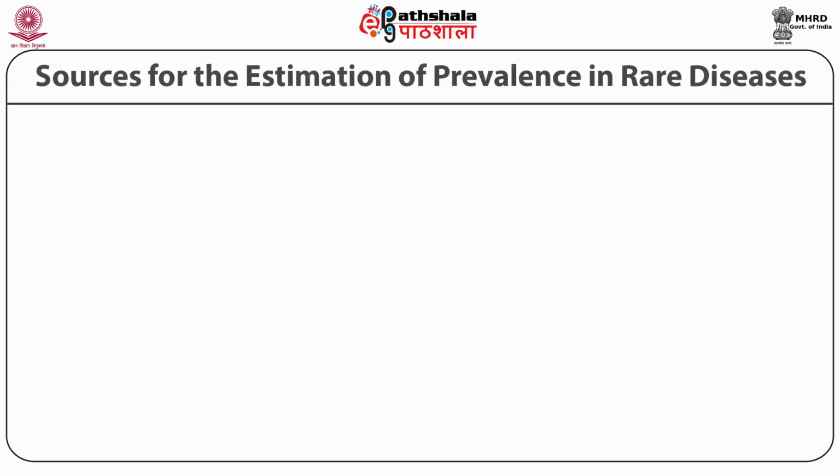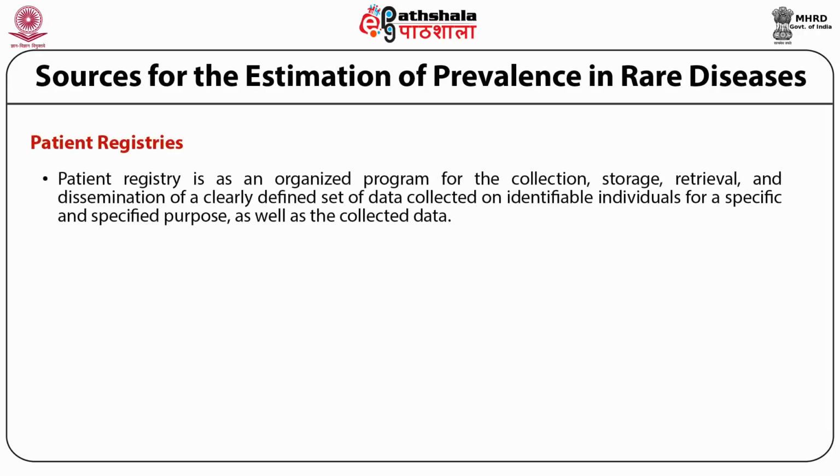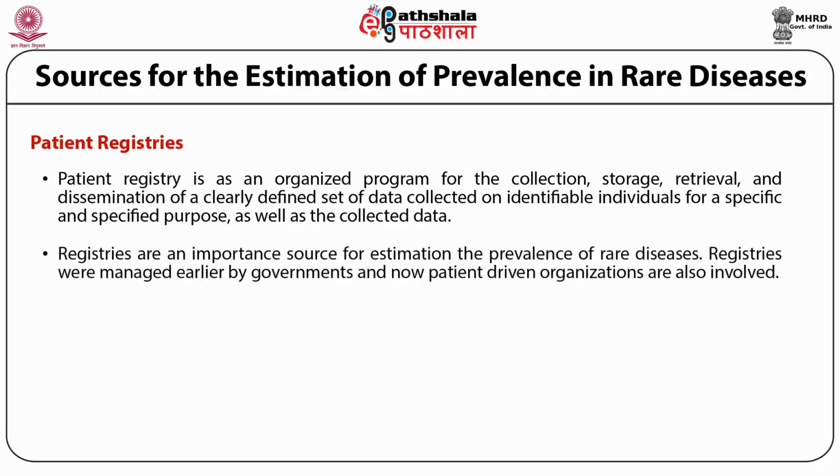Patient registries. A patient registry is an organized program for the collection, storage, retrieval, and dissemination of a clearly defined set of data collected on identifiable individuals for a specific and specified purpose, as well as the collected data. In the registry, data on disease, exposure, and patient characteristics are included. Registries are an important source for estimation of prevalence of rare diseases. Registries were managed earlier by governments, and now patient-driven organizations are also involved.